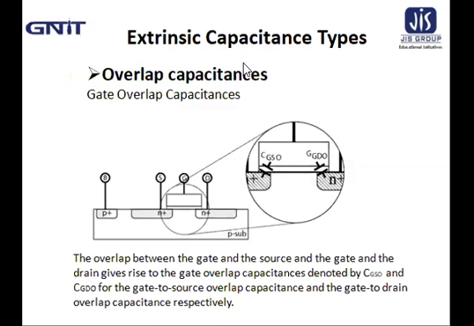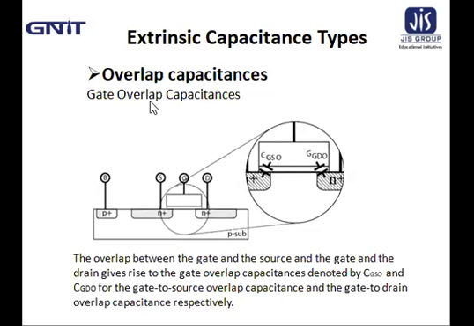Now, what are the different types of extrinsic capacitance shown in this figure? The overlap capacitances. These extrinsic capacitances are modeled using lumped capacitance. One capacitor is used between each pair of transistor terminals, plus an additional capacitor between the well and the bulk if the transistor is fabricated on a well.